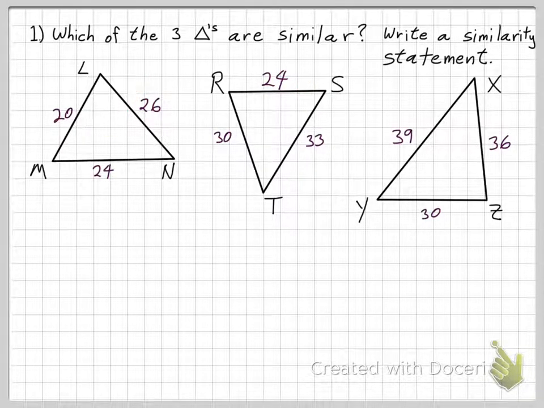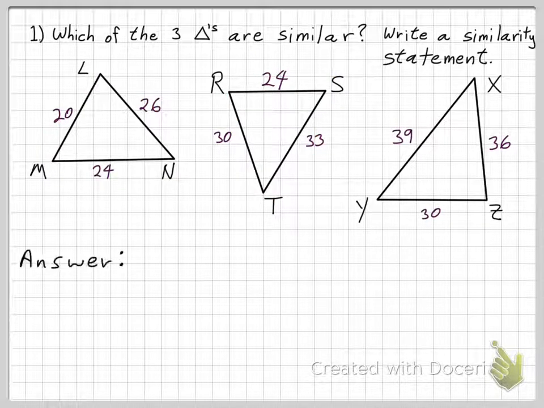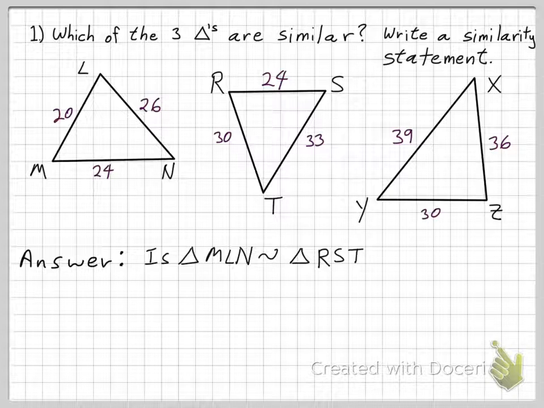I'm first going to notice that ML is my shortest side on this triangle. So ML must correspond with RS on this triangle because 24 is my shortest side on this triangle. The way I'll be traveling around the triangles is short, long, middle, and that's going to correspond with short, long, middle. So I'm going to be trying to find out if triangle MLN is similar to triangle RST. If those two triangles were similar, then the corresponding side lengths would be proportional, right? They'd be in the same ratios.